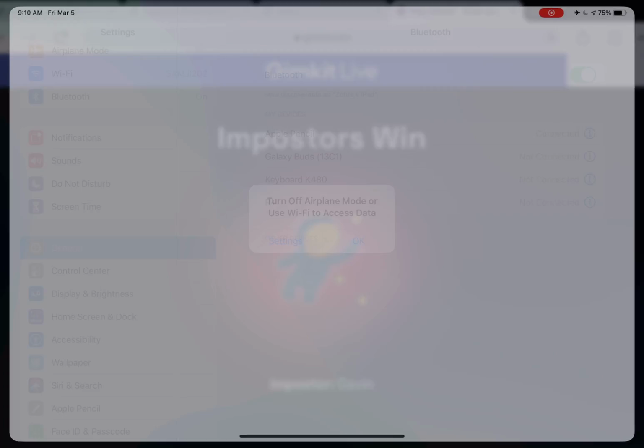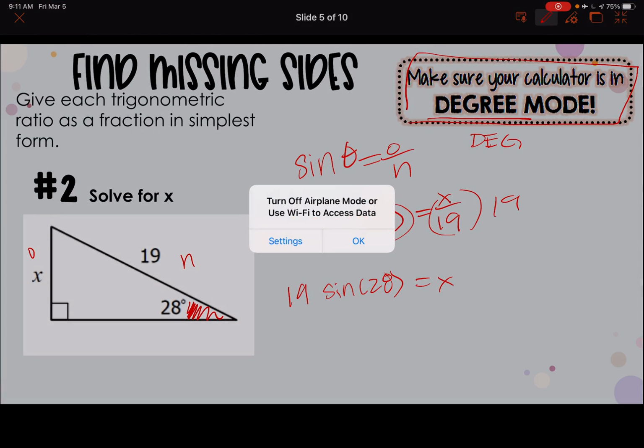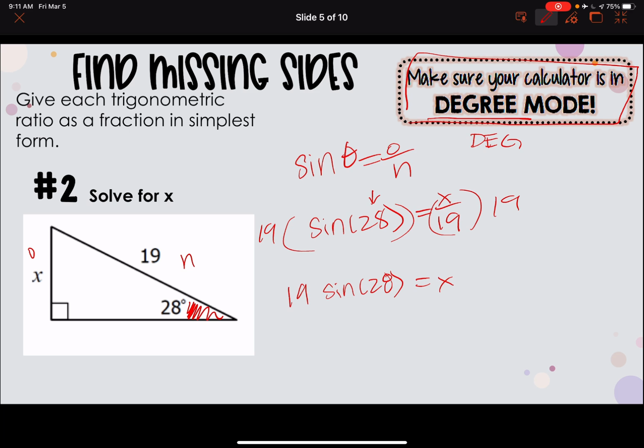So, if you go in to your calculator, because I have it off, you can actually type it in. And you should get approximately 8.9. Typically, you're going to have to round to like the nearest tenth or the nearest hundredth. I will let you know.